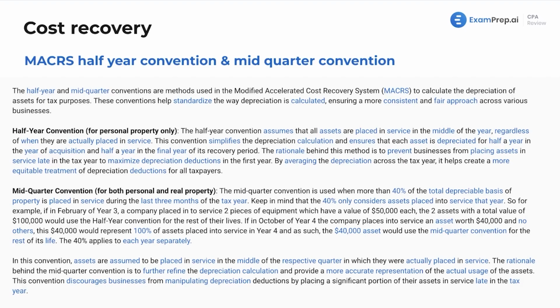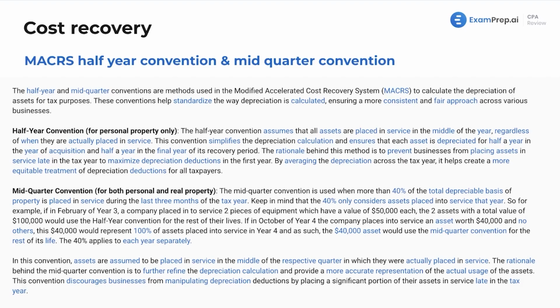But what happens if you place your assets into service halfway through the year or a quarter into the year? That's what we're dealing with here. The half-year convention and mid-quarter convention, these are dealing with treatment of depreciation kind of in a more granular level when you're dealing with putting the majority of your assets or a minority of your assets into service at varying times during the year. Just first off, note that the half-year convention is for personal property only, and the mid-quarter convention is for both personal and real property. I would memorize that.